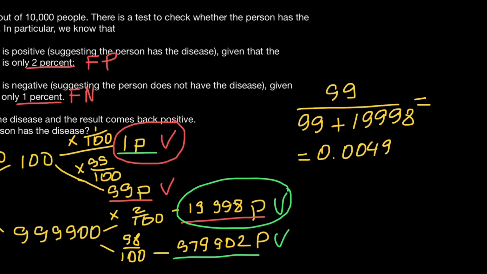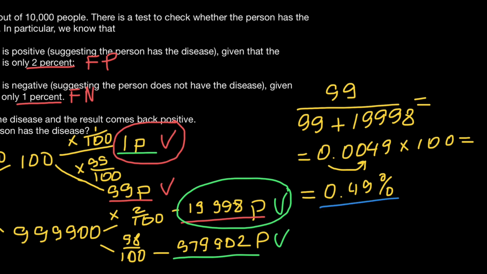And we are going to get 0.0049. And if you need an answer in percent form, we have to multiply by 100. This basically means that we have to move this decimal point to the right 2 places. And our answer is going to be 0.5%. And as you see, this is very drastically different from what you probably predicted at the beginning of the problem, that with such accuracy, false positive 2%, false negative 1%, if you test positive, then the chance that you have the disease would be somewhere between 97 and 99%.